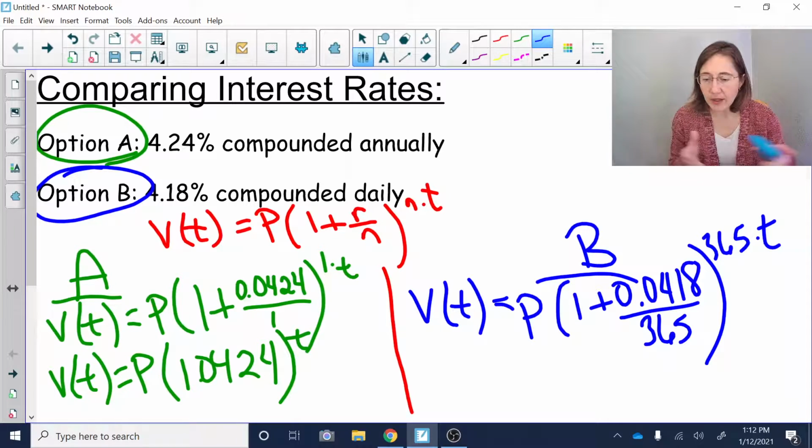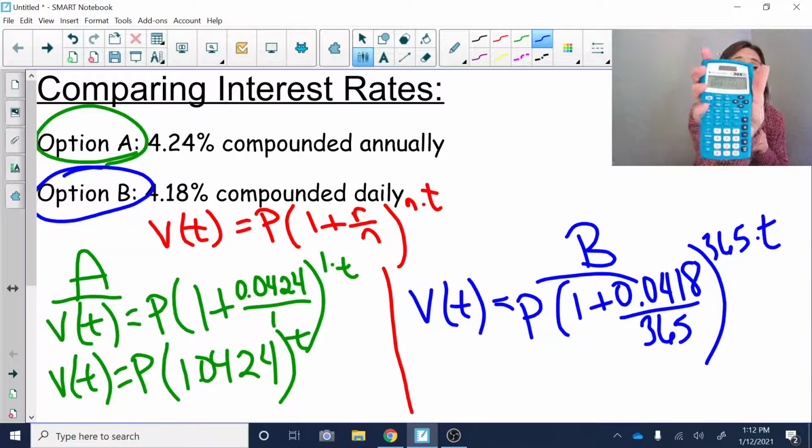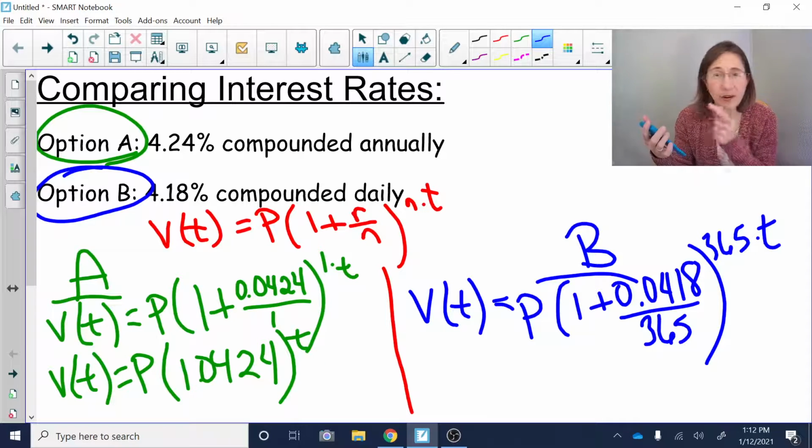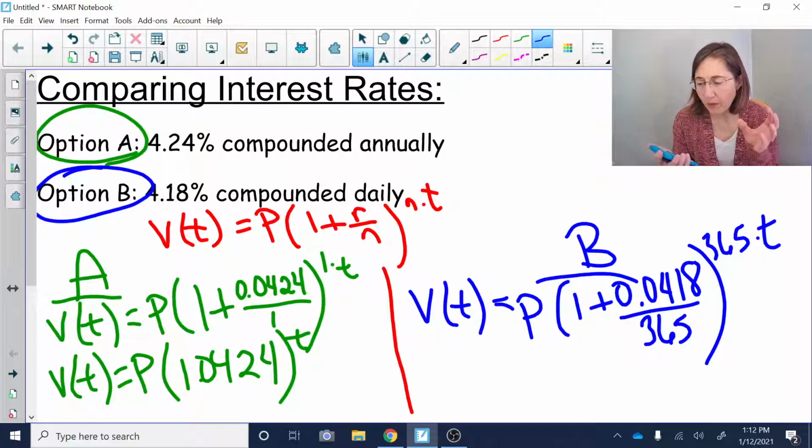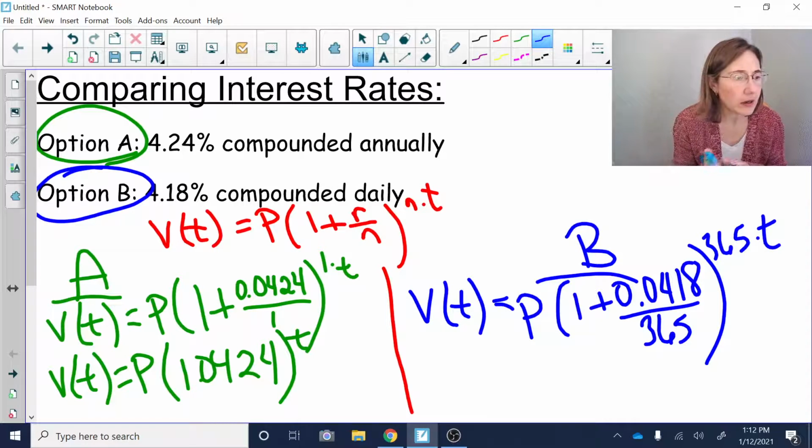So now let me grab my calculator, and I'm going to start in the parentheses. I'm going to take my 0.0418 and divide that by my 365. I get a decimal. I'm going to keep this decimal on my calculator, all right? I'm not going to round it. I'm going to keep it there, and I am going to add 1 to that because of the 1 plus whatever.